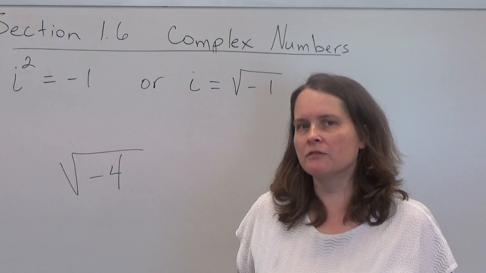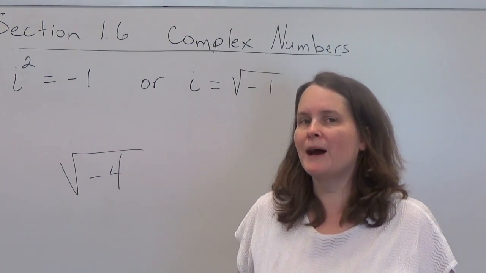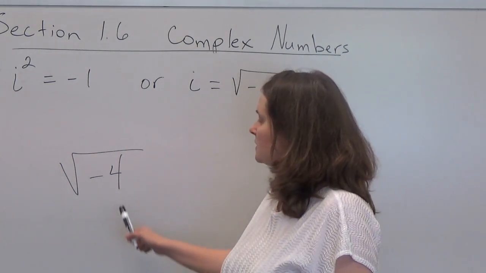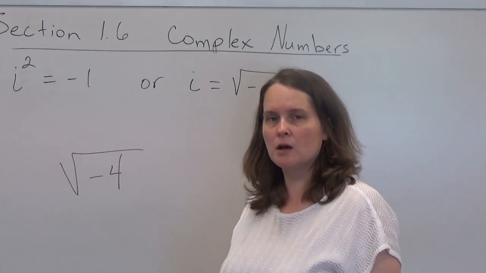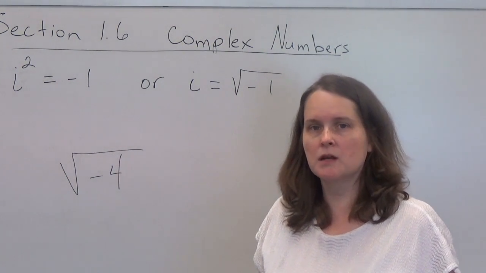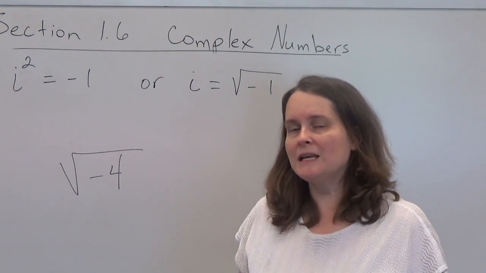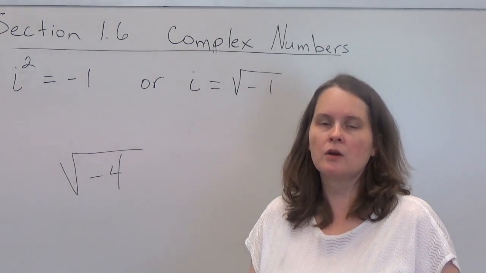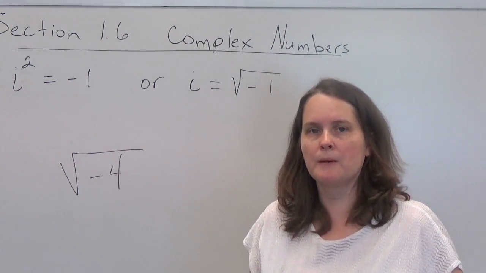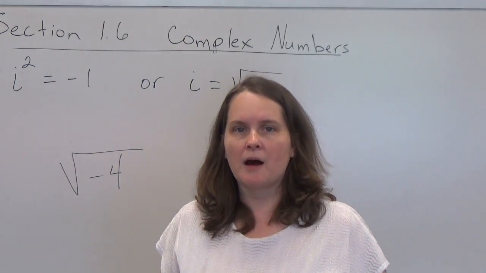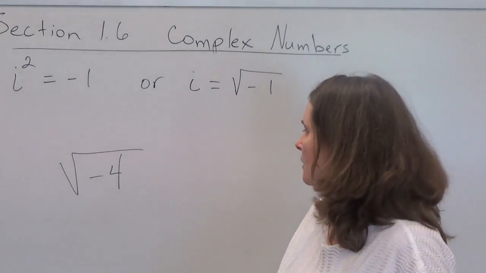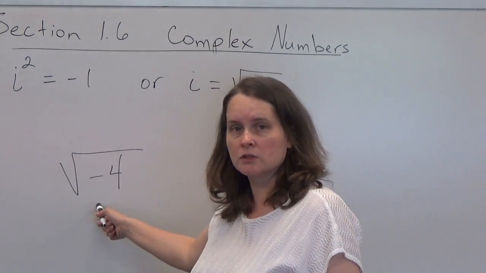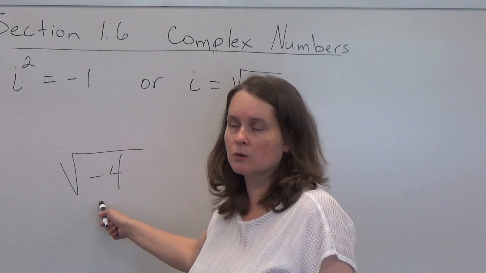Well, this is asking me to find a number that I can multiply by itself to give me a negative value. The issue here is that if you multiply a number by itself, whether it's a positive number or a negative number, in either scenario, you're multiplying either two positives together or two negatives together. And in both of those cases, you're going to get a positive answer. So it is not possible to multiply a number by itself to give you a negative value. So we know that this has no solution, or we just say that it's not real.